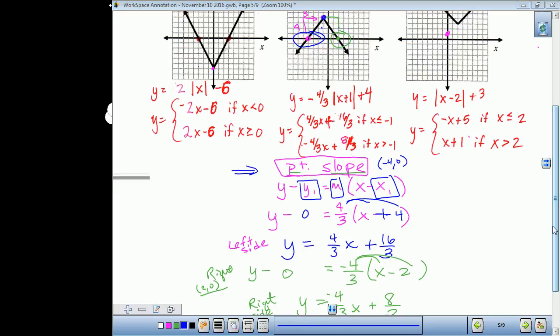For number 11, when they don't cross the y-intercept pretty, you have to use the slope and the point and plug it into point slope.